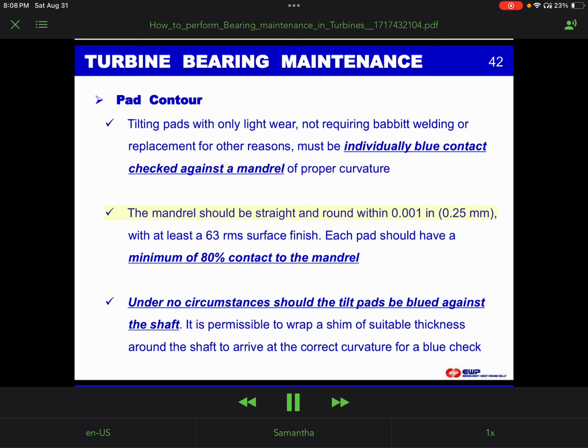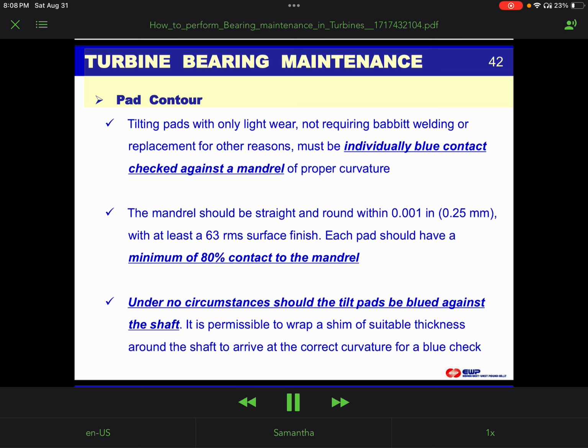The mandrel should be straight and round within 0.001 in (0.25 mm), with at least a 63 RMS surface finish. Each pad should have a minimum of 80% contact to the mandrel. Under no circumstances should the tilt pads be blued against the shaft. It is permissible to wrap a shim of suitable thickness around the shaft to arrive at the correct curvature for a blue check. Pad contour.